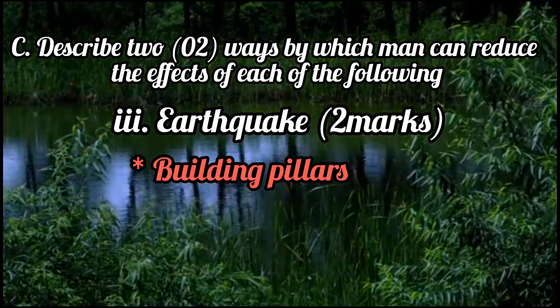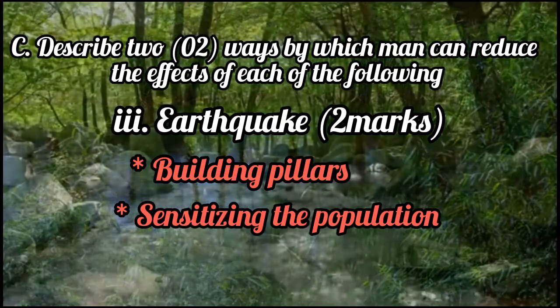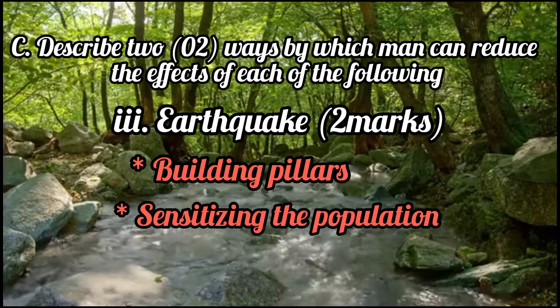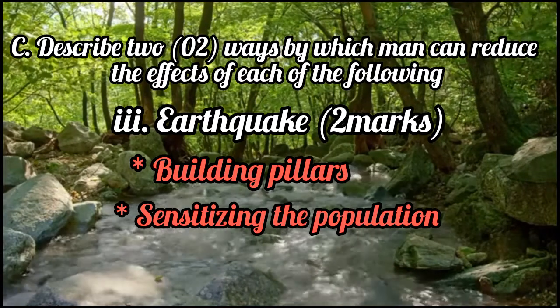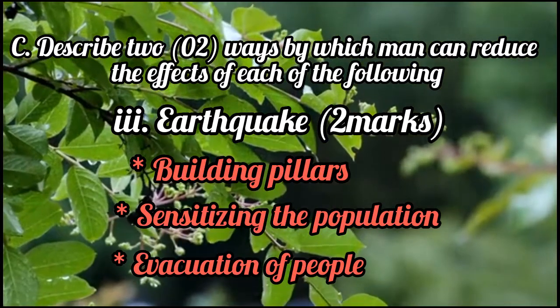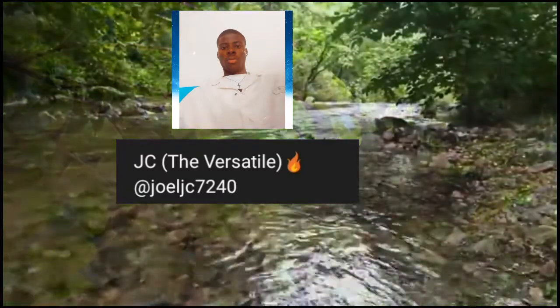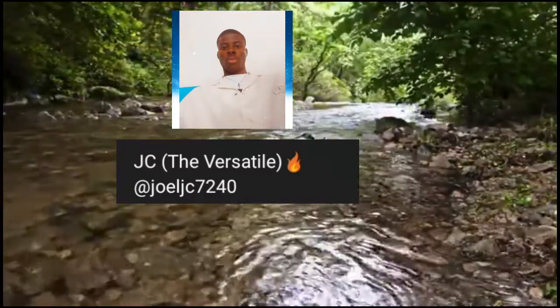Those are the possible ways. Secondly, by sensitizing the population not to build or settle in areas that are liable to earthquake, also through evacuation of the people. So that's that for section A. In section A, I've answered 2 questions, whereas we had to answer just 1 question.